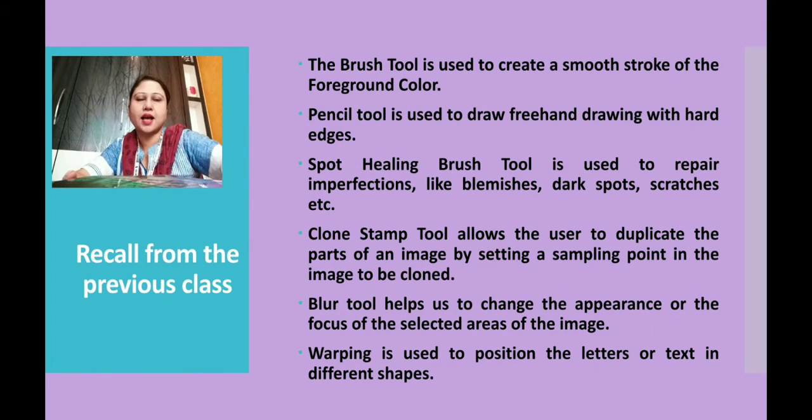So before starting our class for today, let us do a small recap of the last class which we had done. In the last class we had done more on Photoshop CS3, that is our chapter 7, and in that chapter we had gathered knowledge that the brush tool is used for creating a smooth stroke of the foreground color. So first of all we have to select that particular picture where we want to apply a color, and then with the magic wand tool we have to select that particular picture, and then we have to choose a color from the foreground, and with the help of the brush tool we have to apply color to that particular selected picture.